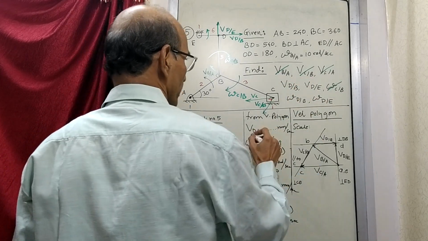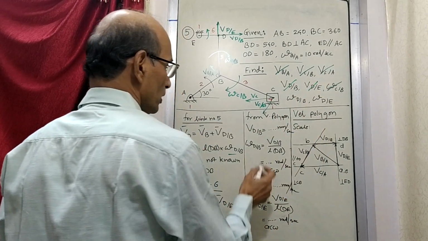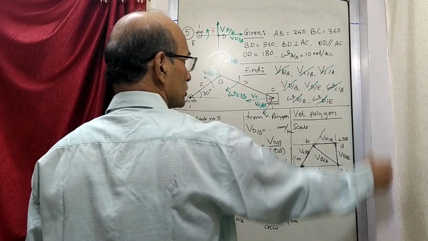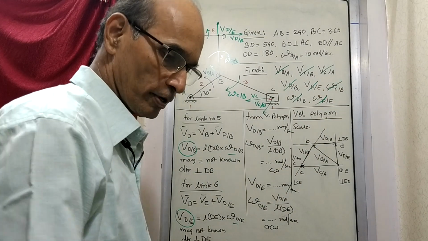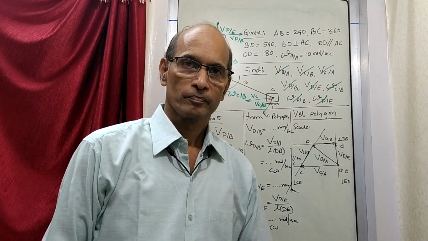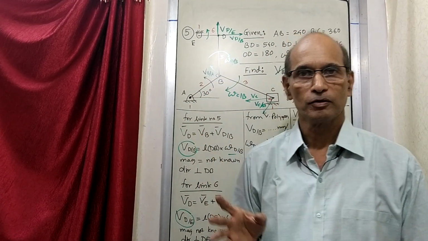So now you will find we have found out almost everything. Velocity of D with respect to B we have found out. Velocity of D with respect to E we have found out. Angular velocity of D with respect to B and angular velocity of D with respect to E. So all the parameters we have found out by making use of the velocity polygon.